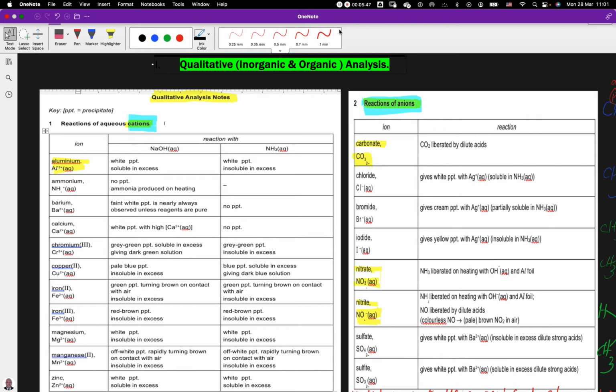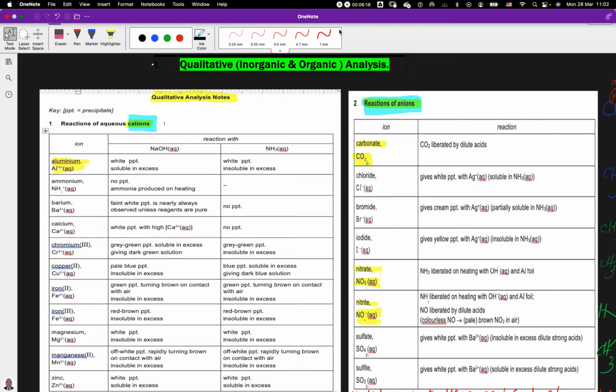Should you notice that a precipitate was formed, when it has to do with cations, when a precipitate was formed, test its solubility in excess of the solution. If it dissolves, okay, mention that there and refer back to your reference page where the results are displayed, to see whether they tally with your own result.